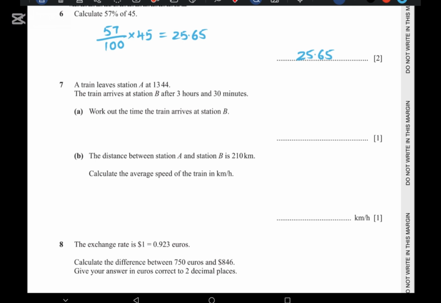Question number 6 is done. Question number 7. A train leaves station A at 13:44. The train arrives at station B after 3 hours and 30 minutes. Work out the time the train arrives at station B.